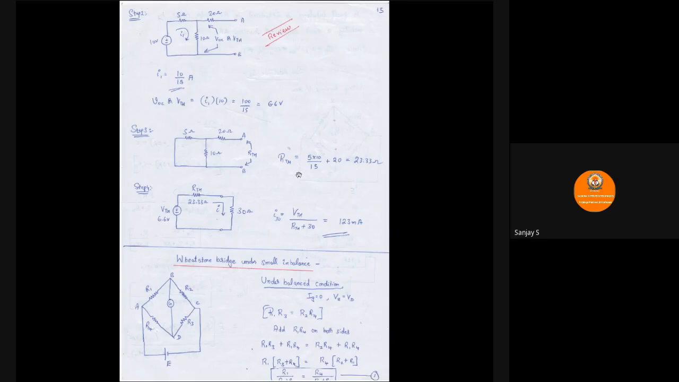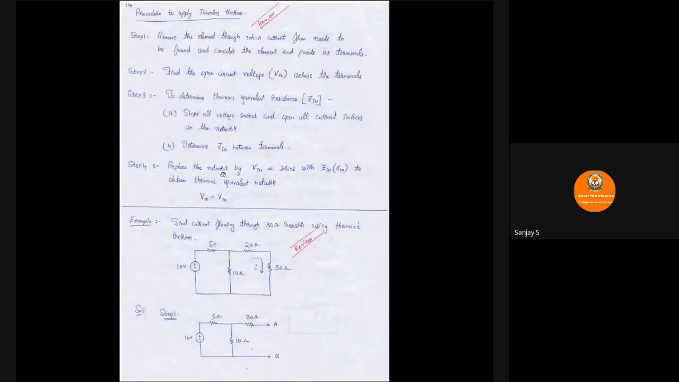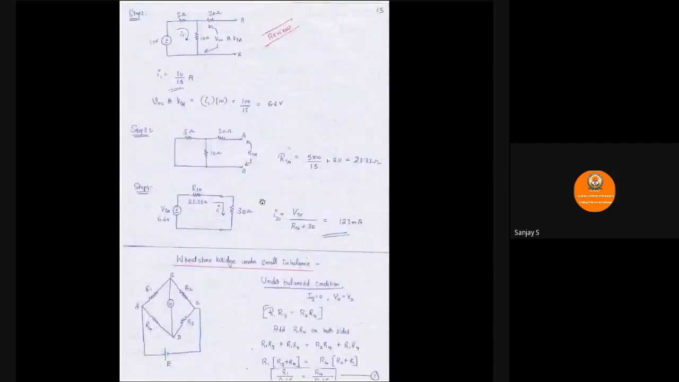Now, step number 4. Replace the network by VTH in series with ZTH to obtain the Thevenin's equivalent network, where VOC is nothing but VTH. So what I have to do? Replace the entire circuit by VTH in series with RTH. I have my VOC or VTH as 6.6 volts and the RTH value is 23.3, and now I bring in the 30 ohms that I had removed in step 1 back into the circuit. So this is what Thevenin's theorem says.